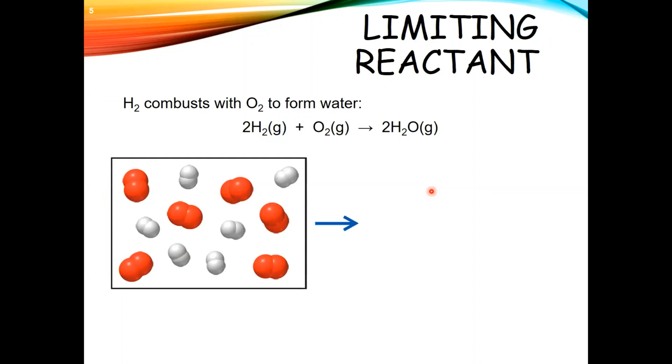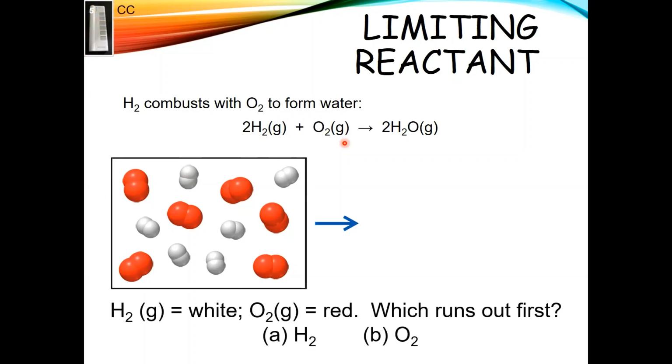So let's look at this problem right here, where we have 2 moles of hydrogen gas reacting with 1 mole of oxygen gas to form 2 moles of water gas. Now this first part, the reactants, is illustrated here in this box where we have the oxygen molecules represented by these red molecules. We have the hydrogen molecules represented by the white molecules. The question we want to ask then is, which one is going to run out first?